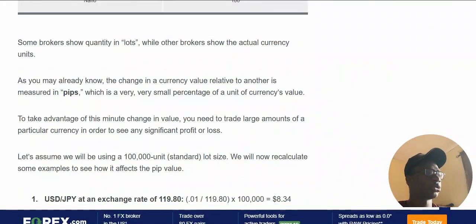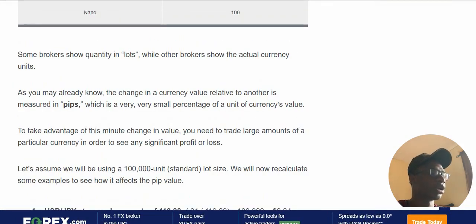Some brokers show quantity in lots, while other brokers show the actual currency units. As you may already know, the change in one currency's value relative to another is measured in pips, which is a very, very small percentage of a unit of currency value.